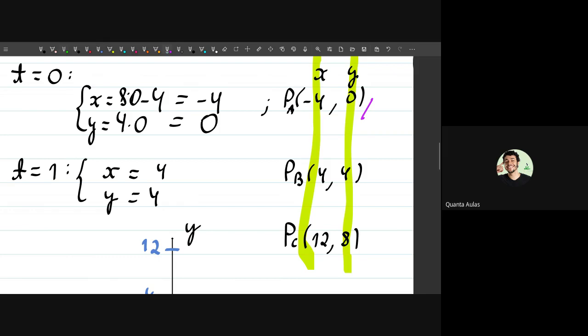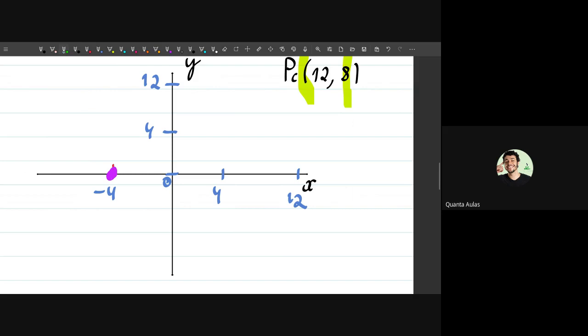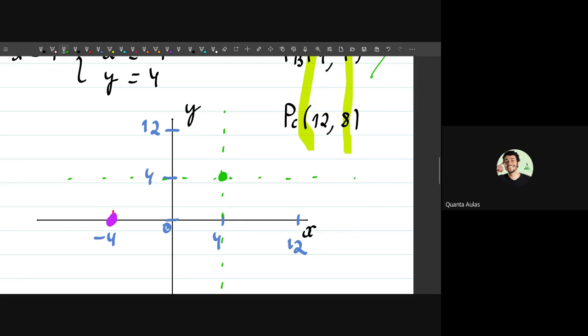Now we can put this point, 4, 4: 4 for x, 4 for y. So how can I put this here? I just draw a dotted line at 4 and another dotted line at 4. The cross is where you put the point, okay? Any problem? Do you understand? Yeah. Okay, amazing.